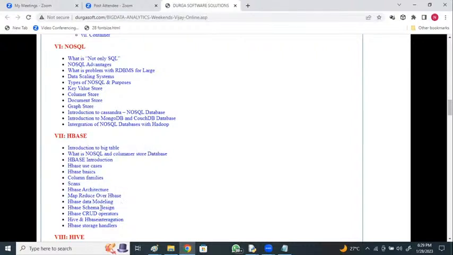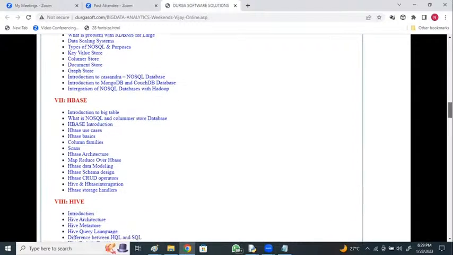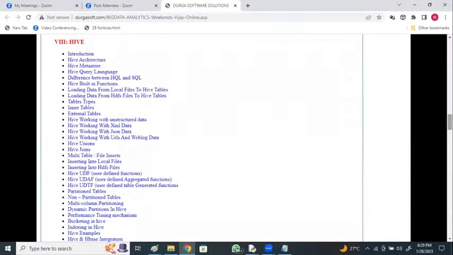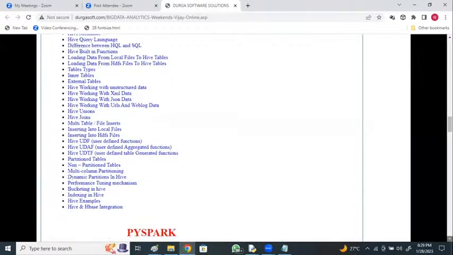HBase, HBase data modeling and CRUD operations, and Hive-HBase integration. And next, the important Hadoop component Hive, which is used for data warehousing. We use a language called HQL here: loading data, making the data structured, creating internal tables and external tables. Working with unstructured XML, JSON data, working with URL weblog data, unions, joins, UDF, UDAF, UDTFs, right? Non-partition and partition tables, indexing, bucketing, partitioning, static partitioning, dynamic partitioning, right?